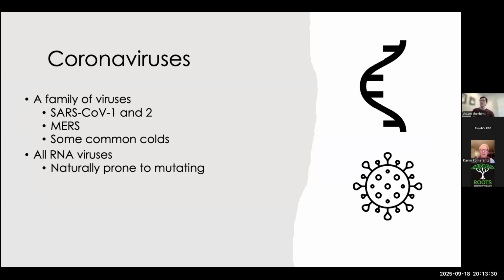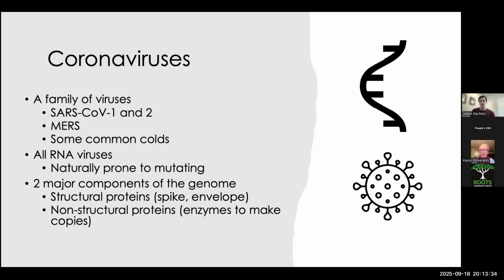And for coronavirus genomes, there are two major components. There are genes that make structural proteins. So these are literally the structure of the virus, the spike proteins on the outside, the envelope that coats the entire virus. And then there are genes that make non-structural proteins. So these are like the enzymes that help make copies of the genome. But these are the two major simple components of the genome, structural and non-structural.